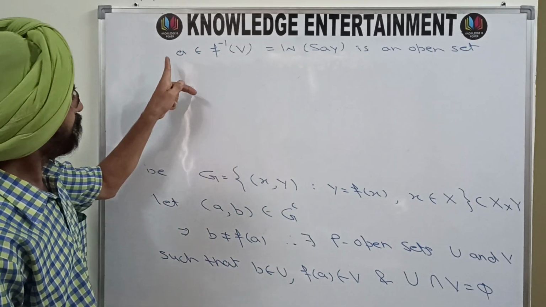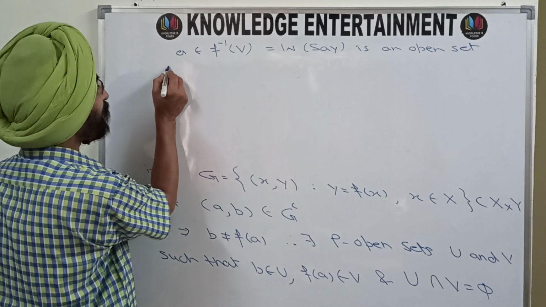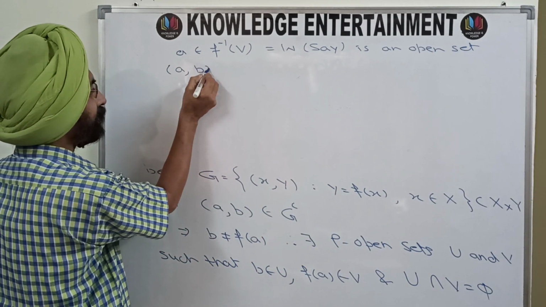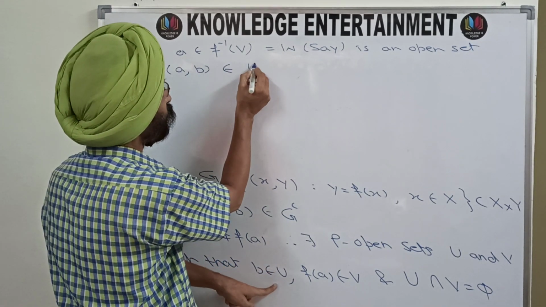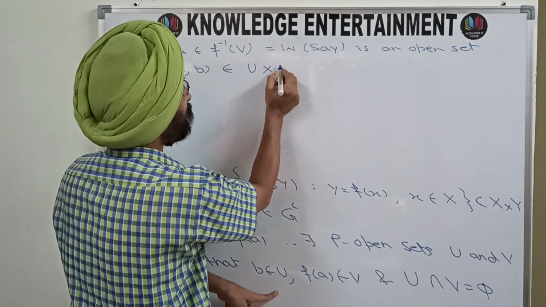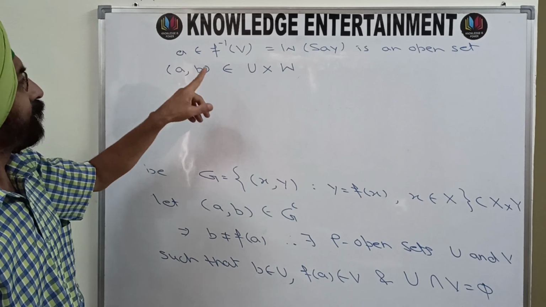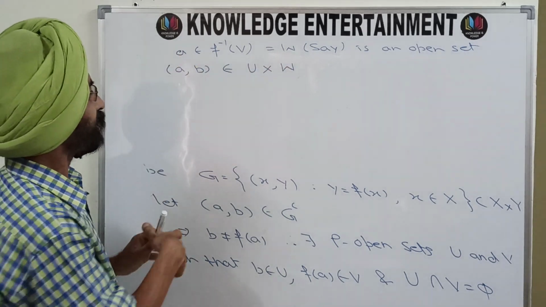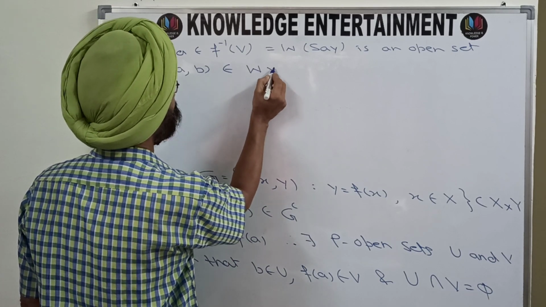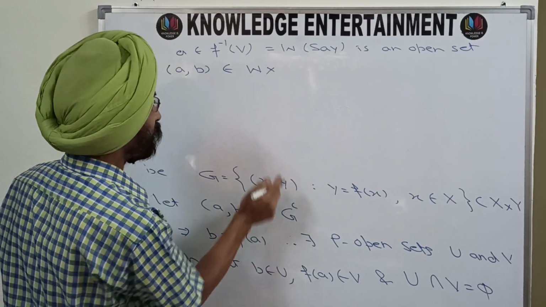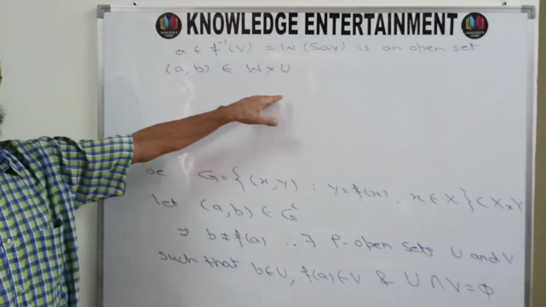So now look there, your A is in W, your B is in U. So where is your element (A, B)? Your A is in W, sorry. So I'm rewriting here. Your A is in W and your B is in U. So it is W cross U. So (A, B) belongs to W cross U.